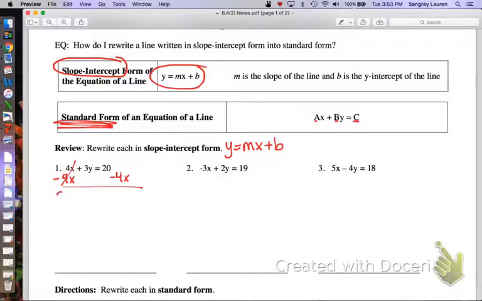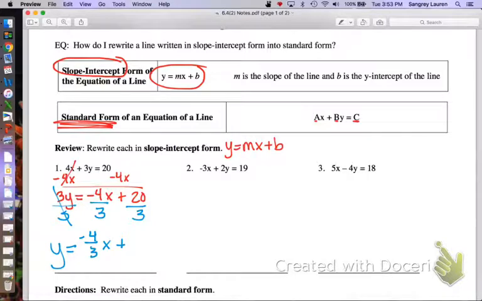And we are left with 3y equals negative 4x plus 20. Now we need to get y alone by dividing everything by 3. So the 3's cancel. We have y equals negative 4 over 3. Does that reduce at all? No. So it stays negative 4 over 3x. 20 over 3, does that reduce? No. So there's your equation in slope-intercept form.